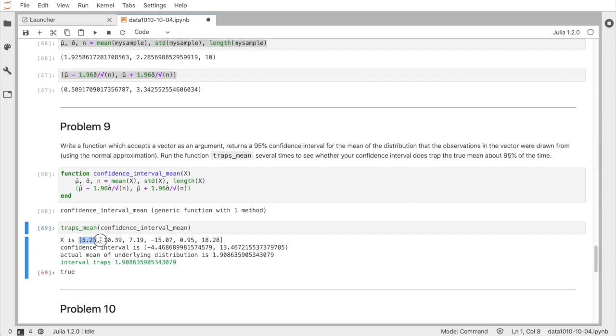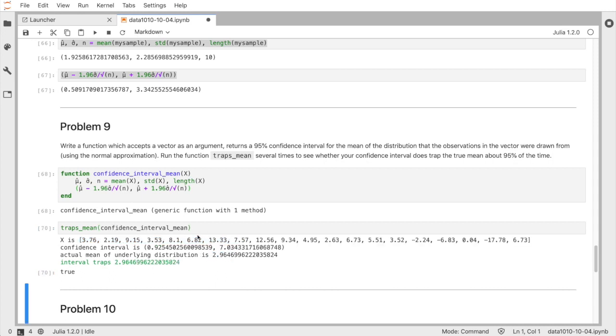So x consisted of these 6 observations, and the confidence interval we got was from -4 up to 13, and the actual mean was about 2, and that interval did indeed trap that mean. This actual mean value is not coming from the sample, it's coming from the underlying distribution that was used to generate this sample. So this is a concrete value at the time that this x is generated. But this confidence interval is random. It's computed based on these random values in the collection of observations. And indeed, it traps the true value in this case.